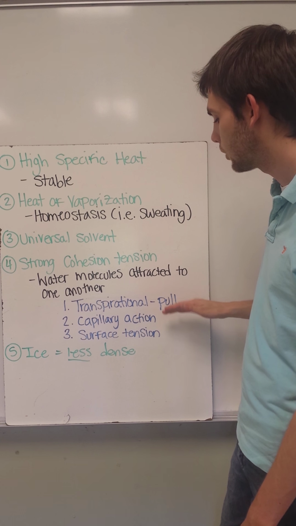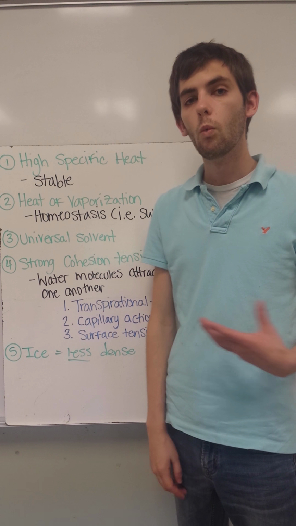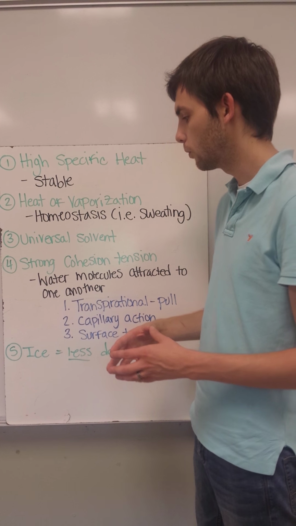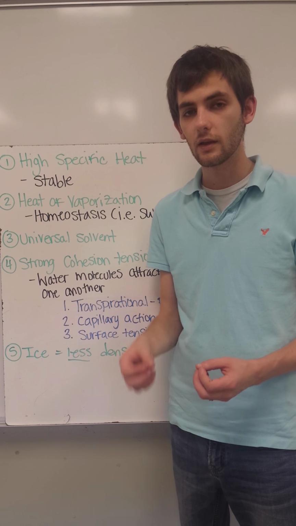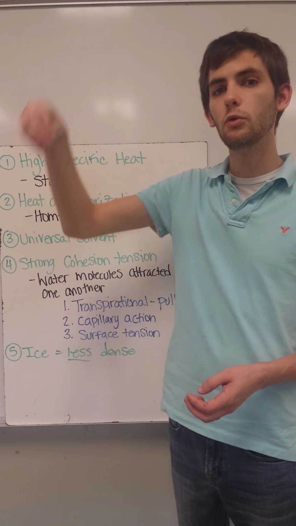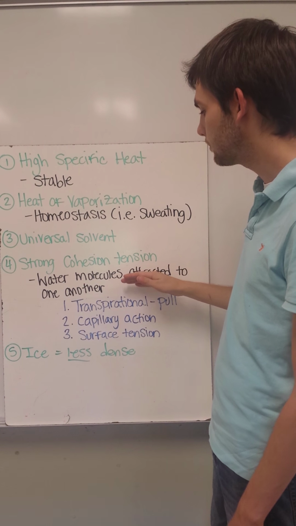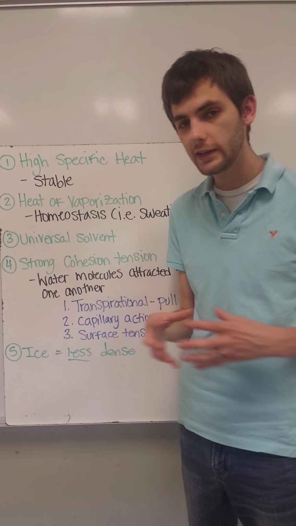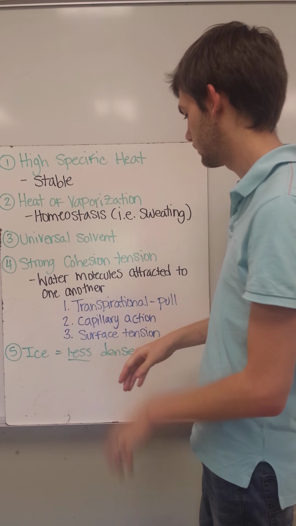The first is something we call transpirational pull. What that means is that as water is lost through leaves on different plants, other water molecules are going to move up to replace it. That's because water molecules are attracted to one another. There's a strong cohesion among water molecules.